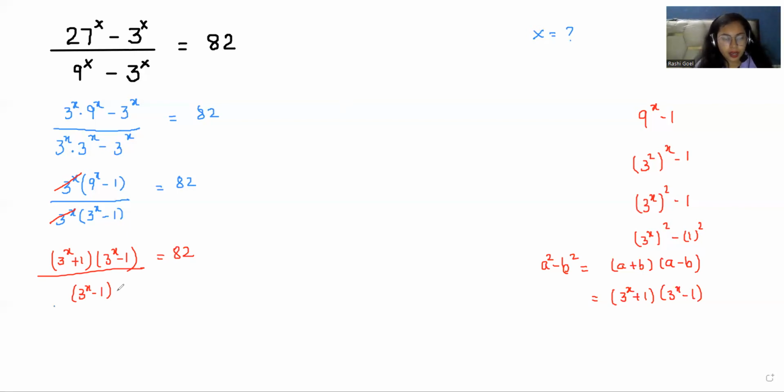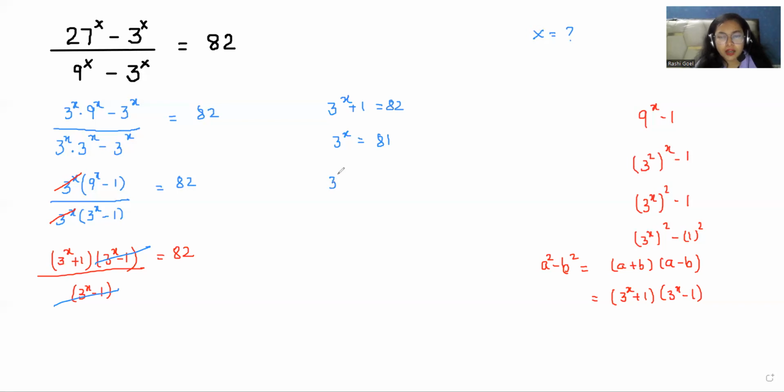Now we can eliminate this by this. So what is left? 3^x plus 1 is equal to 82. Here, 1 with an addition sign, when it goes to the other side, becomes subtraction. So 82 minus 1 is 81.